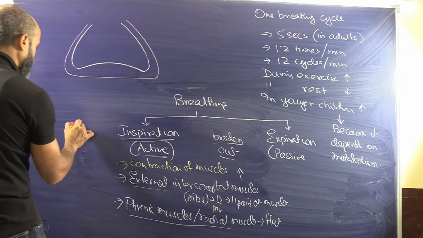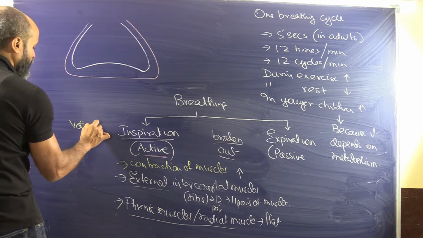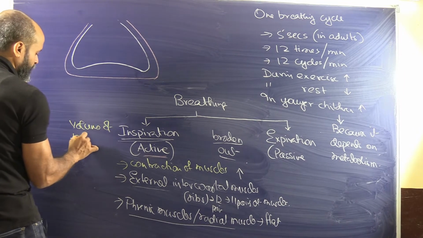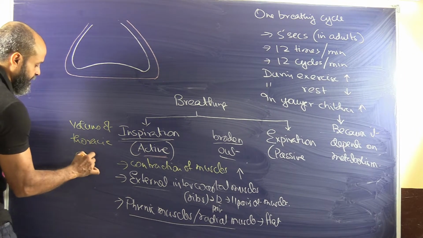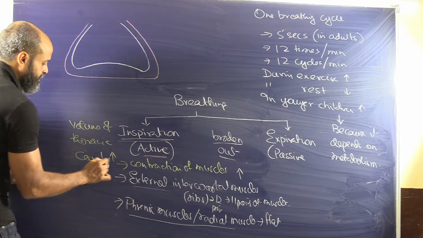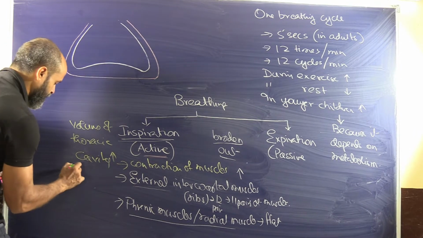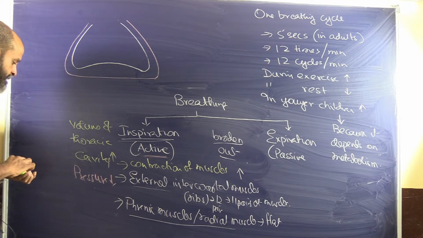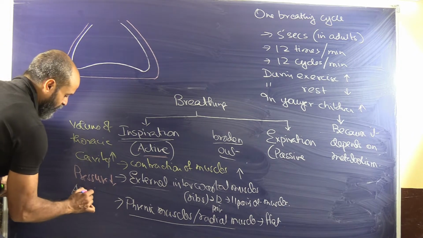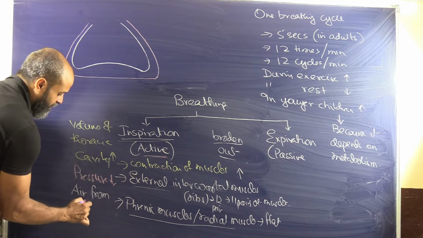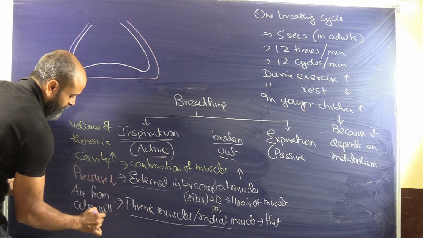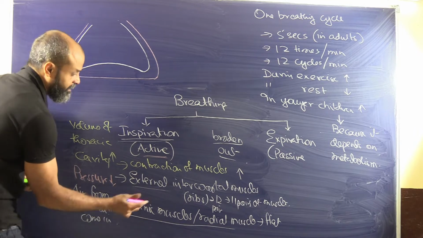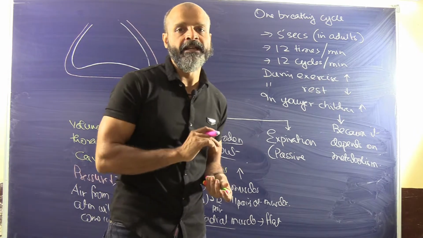So the volume of the thoracic cavity increases, and since it increases, the pressure decreases. So obviously the pressure would decrease, and hence air from the atmosphere will come into the lungs. This is called normal inhalation.